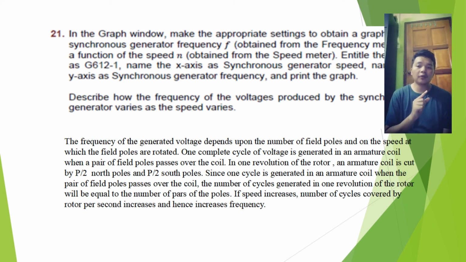In one revolution of the rotor, the armature coil is cut by half a north pole and half a south pole. Since one cycle is generated in an armature coil when a pair of field poles pass over the coil, the number of cycles generated in one revolution of the rotor will be equal to the number of pairs of poles. We can conclude that if speed increases, the number of cycles covered by the rotor per second increases, and the frequency also increases.